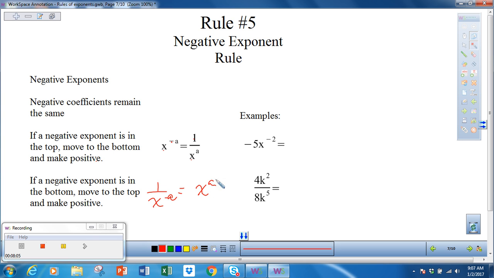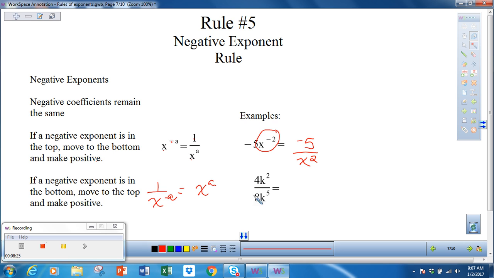Okay? All right, so here's an example. These examples are in your notes. So remember, we're going to look just at this part. The negative 5 stays the same because it's a coefficient. That doesn't change. But the x to the negative 2 now goes to the bottom. And that's our final answer.